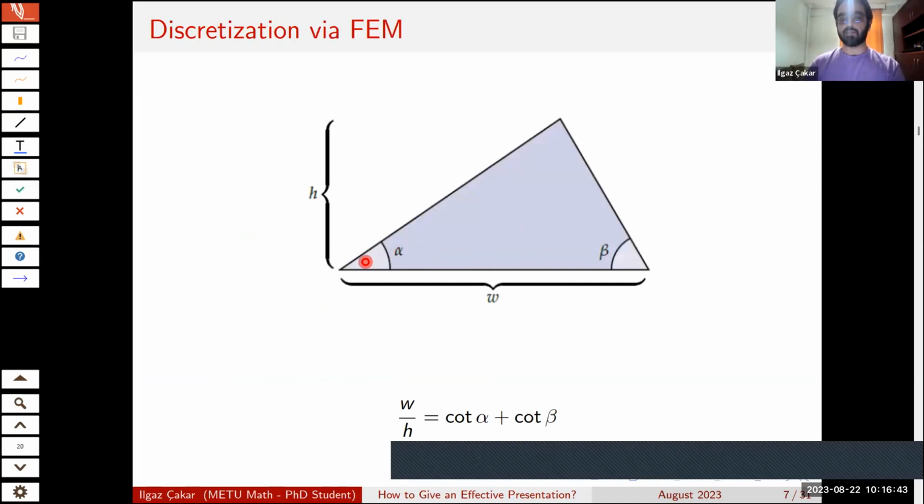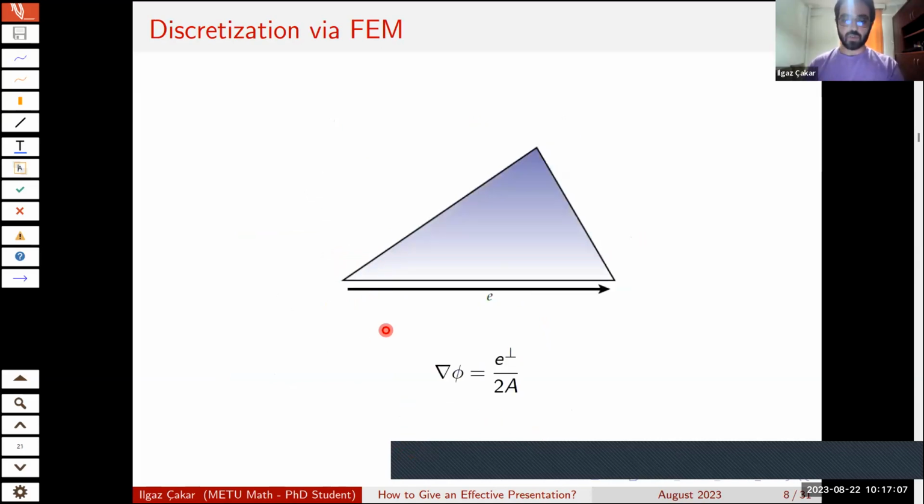First, we have a triangle with base length omega, height h, and interior angles alpha and beta. Then the sum of the cotangents of these interior angles is equal to this ratio. I won't give the proof of this. It's unnecessary. It's a simple geometric fact. Just draw a perpendicular here, then compute the summation.